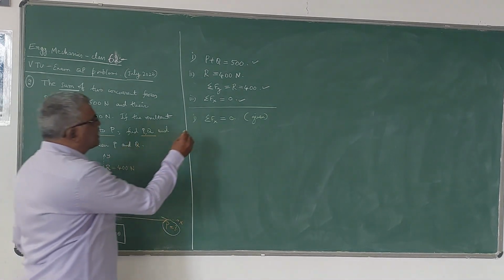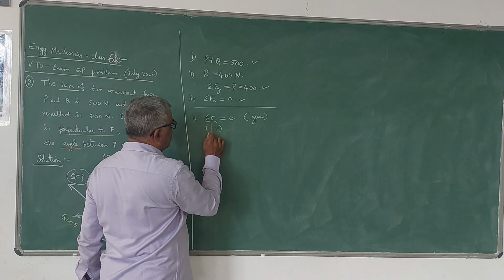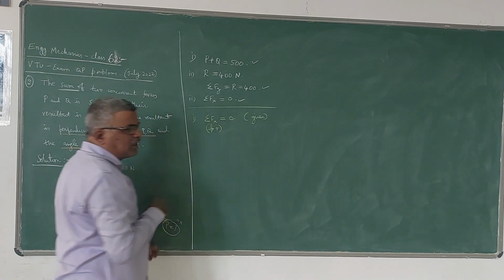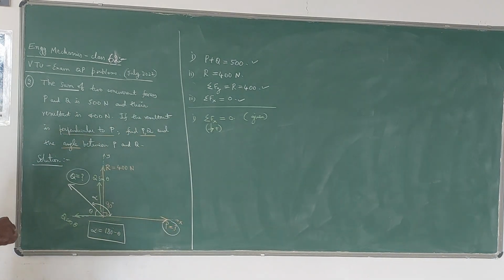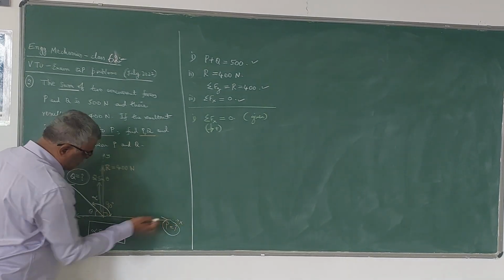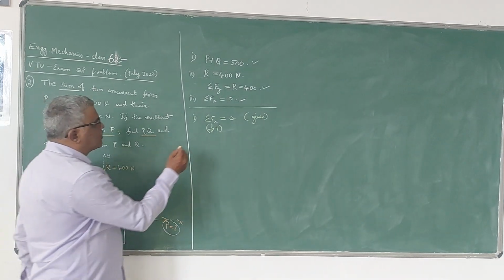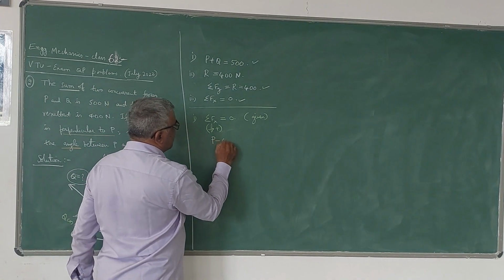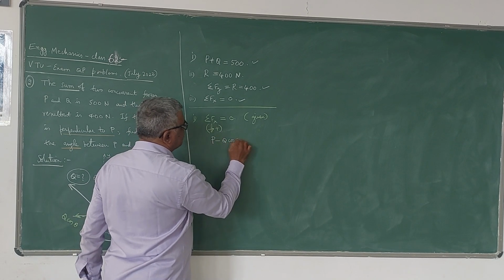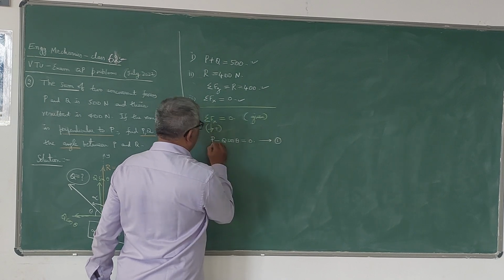Now, let us use the sign convention. Upward positive, downward negative. Forces acting towards right positive, left negative. So, P is the force acting towards right and Q cos theta is the force acting towards left. So, the equation now becomes P minus Q cos theta is equal to 0. So, this is the first equation.